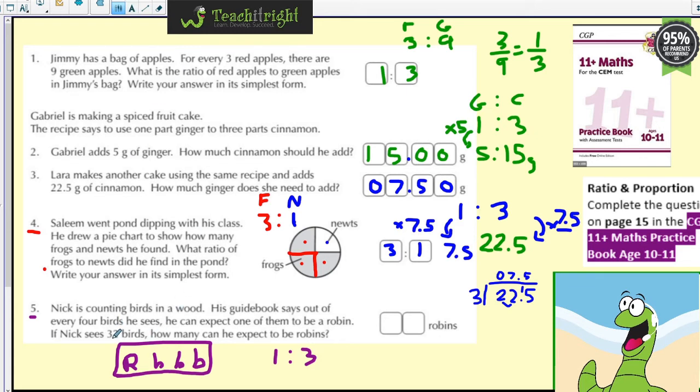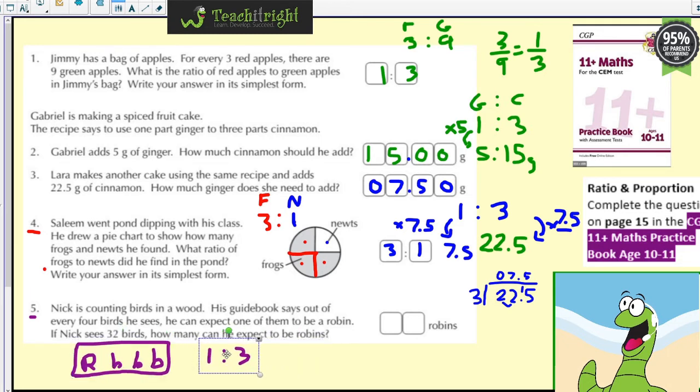If he sees a total of 32 birds, how many can we expect to be robins? Well, the way I would do this is, again, using that out of 4. So 1 out of 4 could actually be written as a fraction. There's a few ways of doing this. I actually think the easiest way, his guidebook says 1 out of every 4 birds is a robin. So if a quarter of the birds are robins, we just want to do a quarter of 32. And for this, I think multiplying by 1 and dividing by 4 gets you to 8 robins, the fastest.